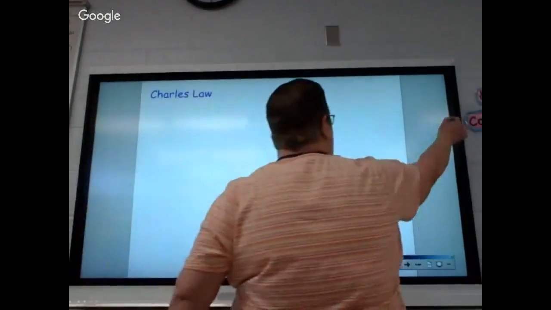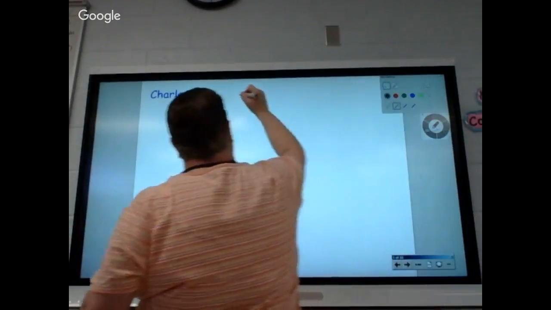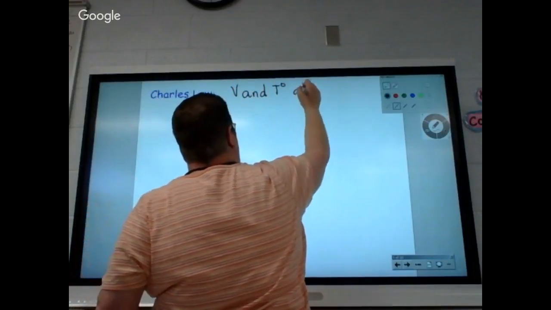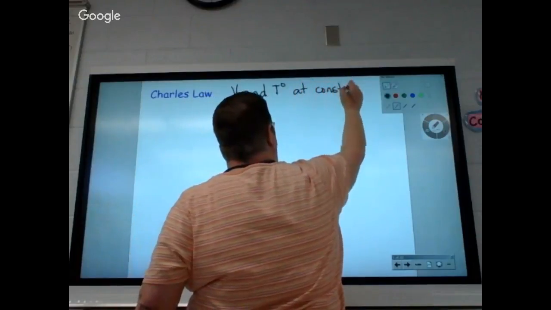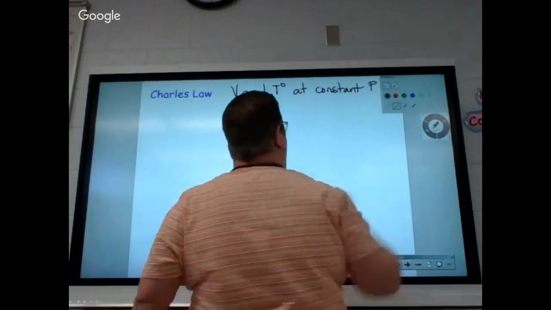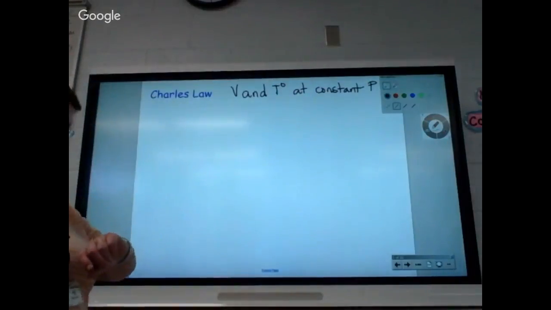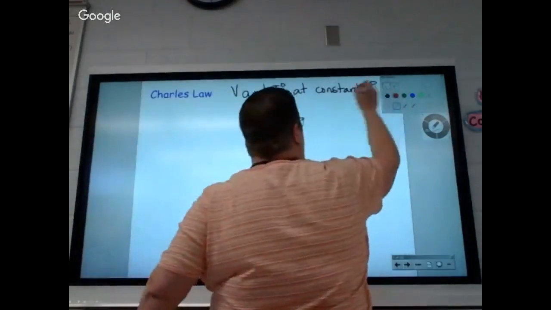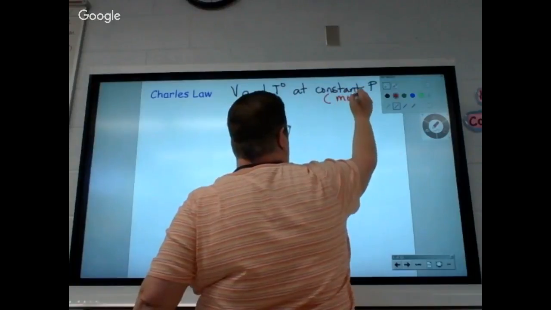All right, let's talk Charles' law. Charles' law is volume and temperature at constant pressure. So this is with constant pressure, not temperature. Okay, volume and temperature at constant pressure. Would the moles still be constant? Yes. So if I write that under here, moles is still constant also.